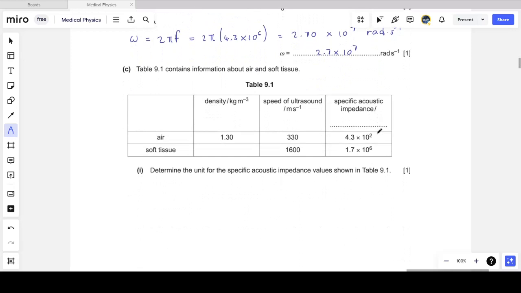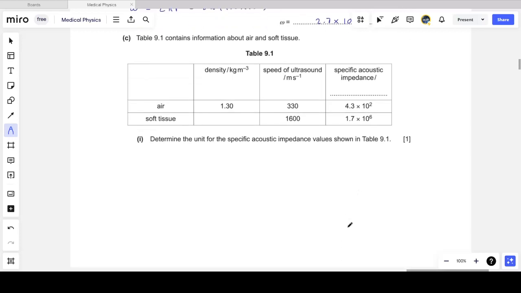We're then given a table, table 9.1, which contains information about air and soft tissue. We're given the density, the speed of ultrasound, and the specific acoustic impedance for air and soft tissue, and we're given the units for each besides the unit for specific acoustic impedance, and that kind of gives us a hint as to what the next question is going to be. Determine the unit for the specific acoustic impedance value shown in table 9.1.